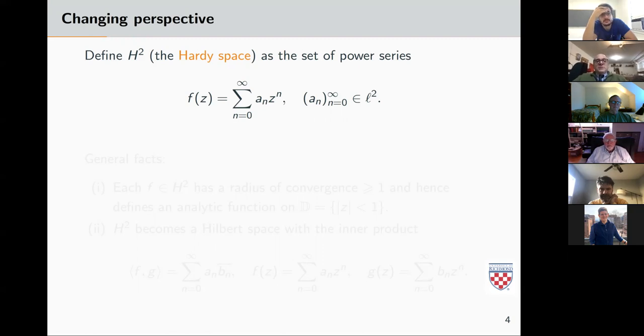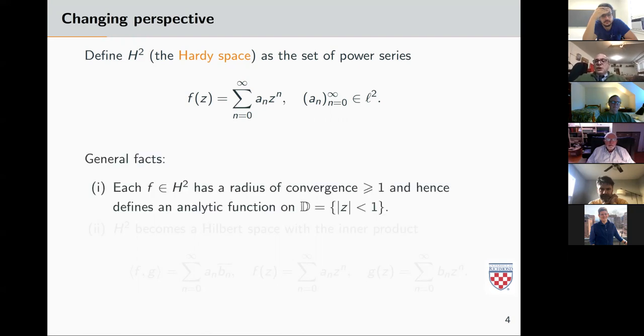Now, right now, this is just a set of formal power series, but you can actually show, with a little bit of the Cauchy-Schwarz inequality, that the radius of convergence of this power series, for any H2 function, is greater than or equal to 1. And so this is going to define an analytic function on the open unit disk. So now the Hardy space is actually a vector space of analytic functions.